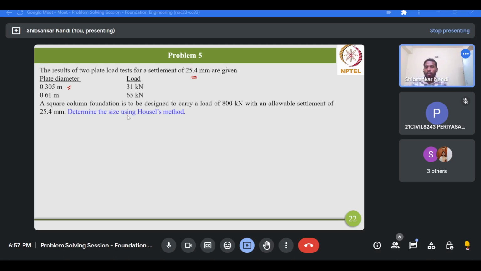So through this problem we'll understand how to utilize the data of a plate load test to determine the required size of a square or any column foundation for which the settlement value is not changing. The plate load test data, or the load which is given corresponding to 25 mm settlement, and for the square column which is to be designed, the allowable settlement should be the same, 25.4.